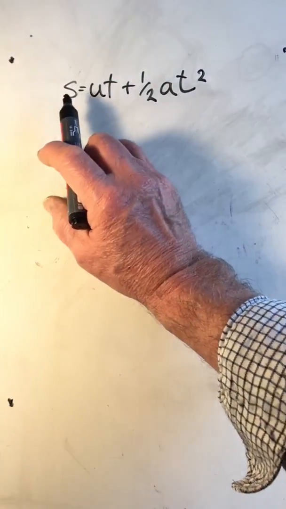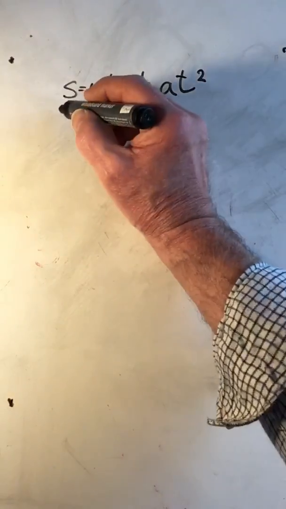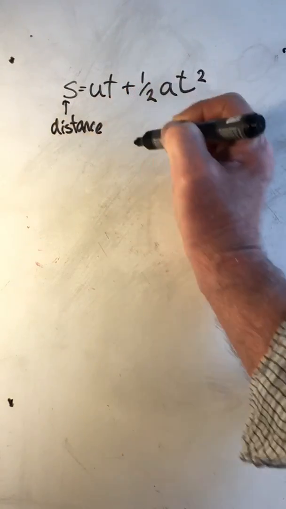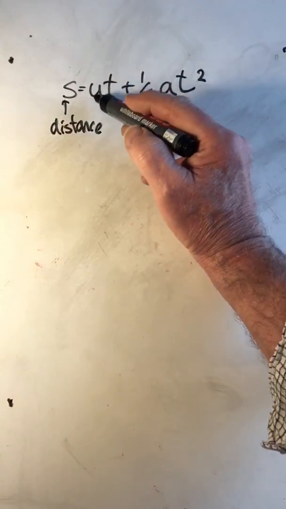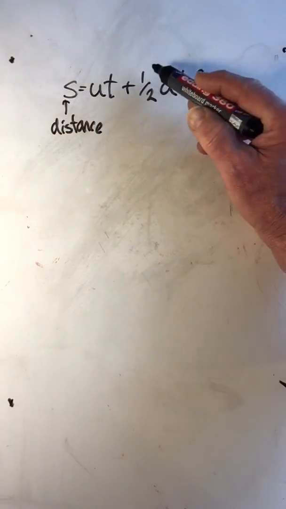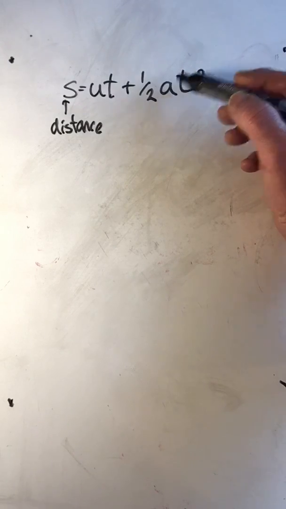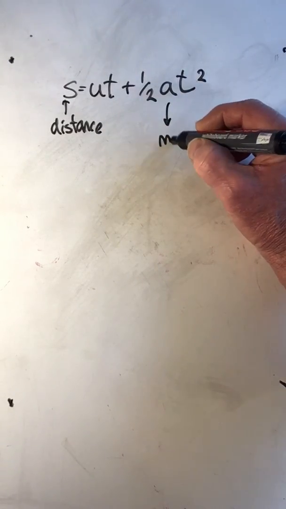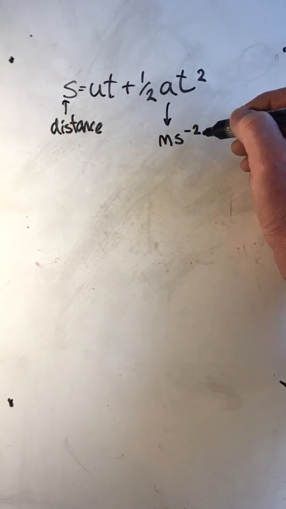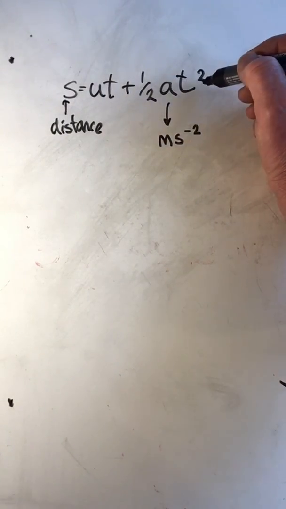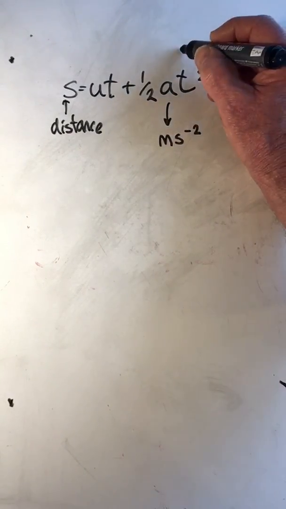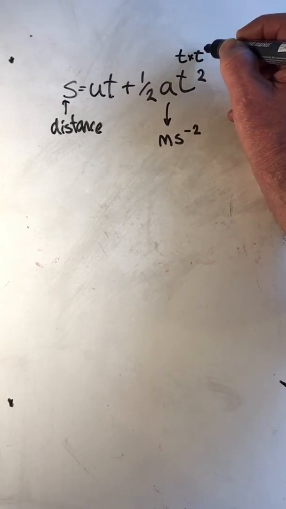And again, going through this, s is distance. That's how far something's gone. u is the initial velocity again. t is time. The half, we can see, a is the acceleration, and remember please, acceleration is measured in meters per second squared. And the t here, look at this again, is the same as this t here, but this one is squared. And that means that's the same as t times t.